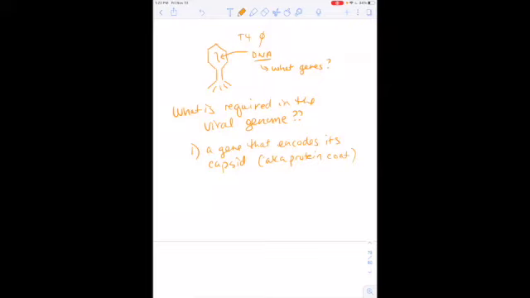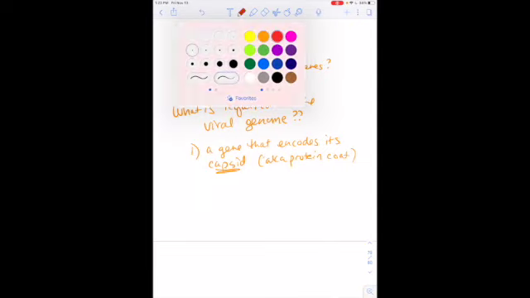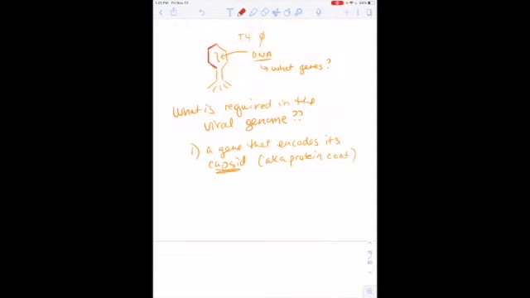Okay, so it's got to have a gene that encodes its capsid. Remember, this is the capsid here, right? It can come in various shapes. So that's the capsid. If it doesn't bring instructions for how to make its capsid, the host cell's not going to have it, so that won't work. So it's got to have a gene that encodes its capsid. It's got to have a gene that encodes its own polymerase.